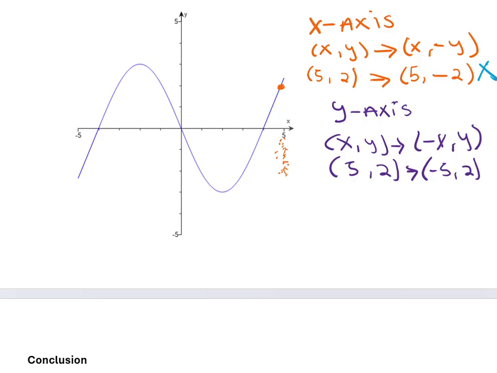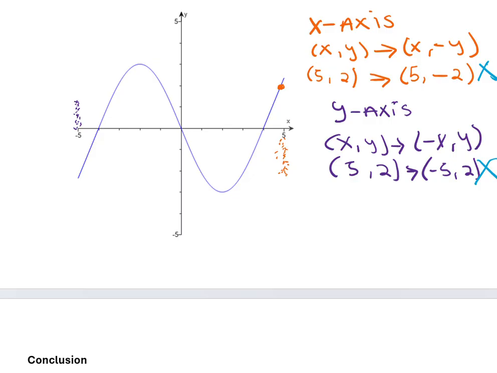So I have x, comma, y. If it has y-axis symmetry, I should find the point negative x, comma y. I'm going to pick the same point, 5, comma 2. So I should find negative 5, comma 2. Let's try. Okay, negative 5, I'm right here. If I go up, there's no graph, nothing. I'm not touching anything. This is also a no. No y-axis symmetry. Well, maybe it's origin. Let's check it out.